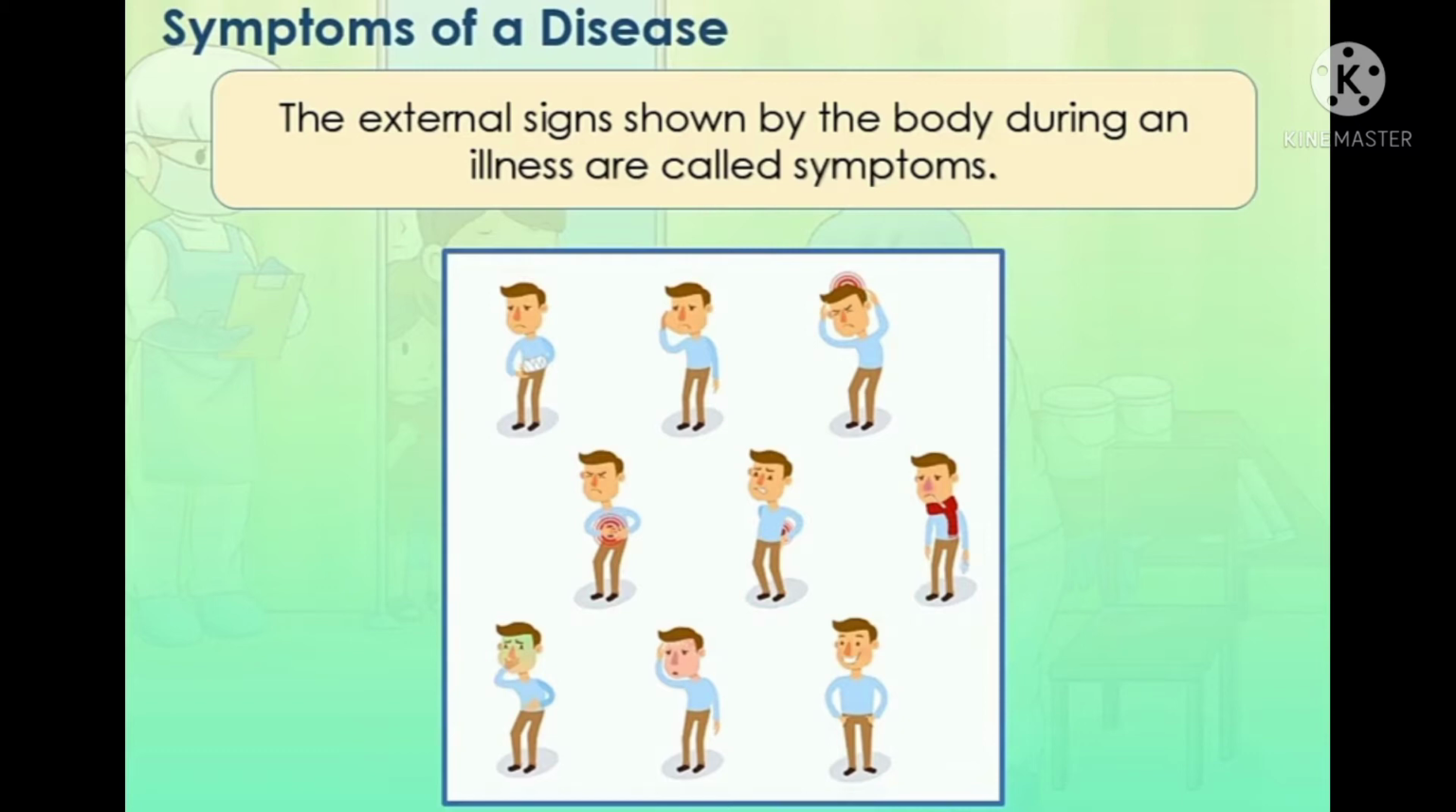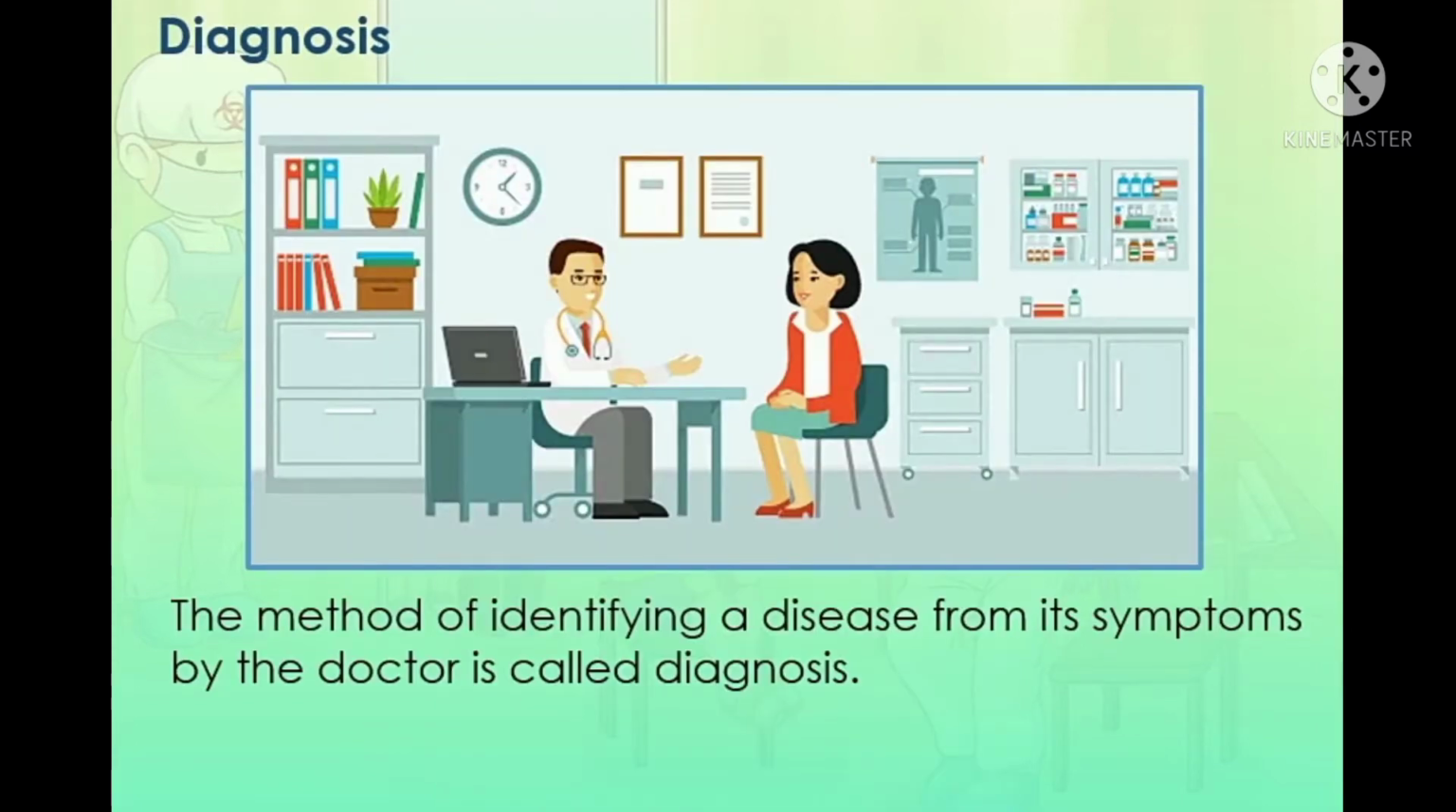Okay. So this method of identifying a disease from its signs and symptoms is called diagnosis. See, when we fall sick, we go to a doctor. Okay, children. The doctor identifies what disease we have through the signs and symptoms and gives us medicine. Then after a few days, we recover from that disease.